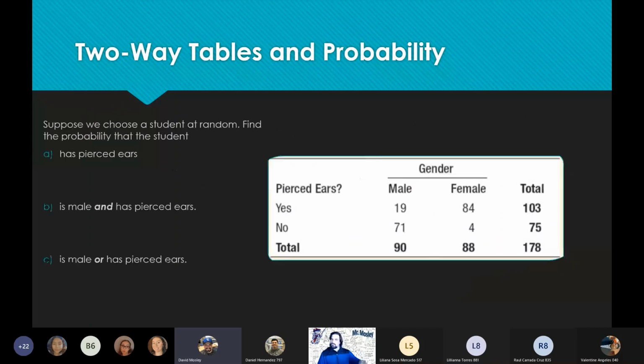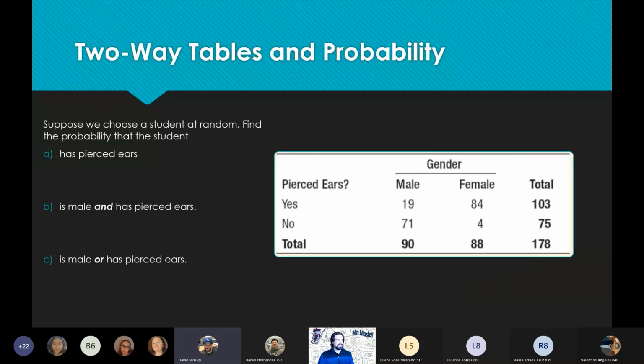All right, so let's answer some questions using our two-way table and probabilities. So before we start, we're going to define two events.